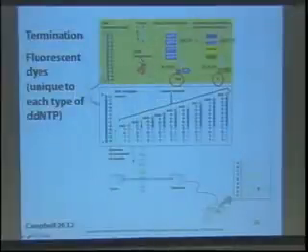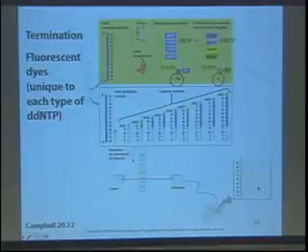I can't hear you at all. So the question is, how would you calculate probability of termination, okay? If I had 50% deoxy and 50% dideoxy, what's the probability I get a dideoxy? 1/2, right? What if I had 1% and 99%?